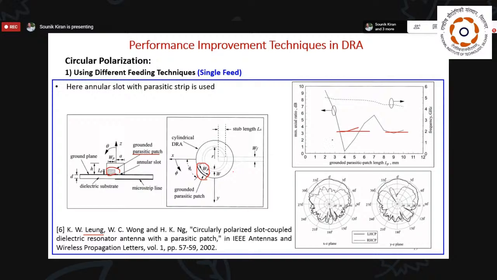So if someone requires a different application, they can use this technique for different bands. They have used this band, so someone can think of a lower band or higher band also. And if you look at the LSCP and RSCP, there is a good difference between the LSCP and RSCP on both sides. Of course on this side there is overlap, but that is not a big problem. But if you see on both sides, there is a very nice difference between the LSCP and RSCP.